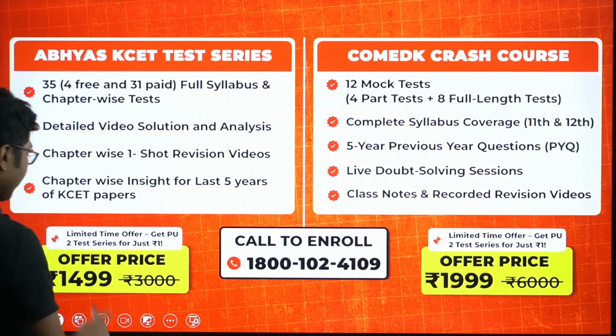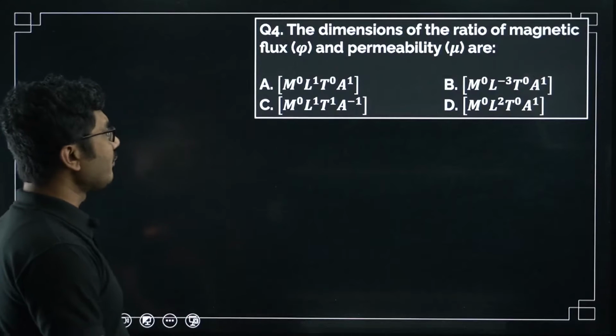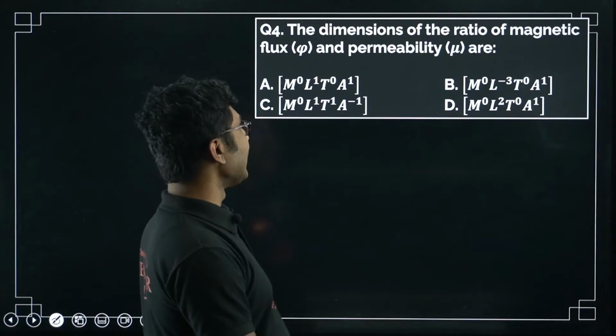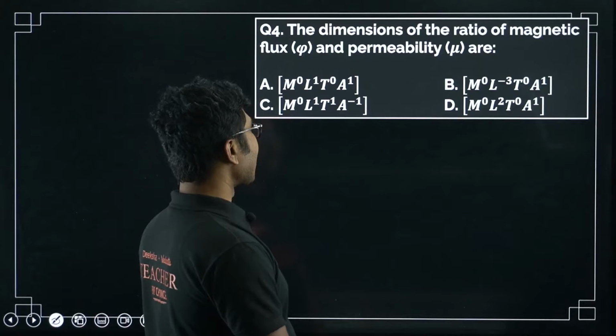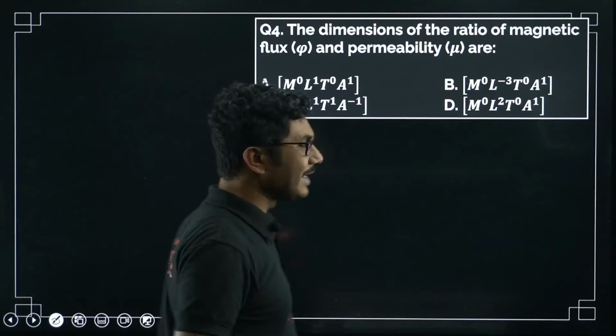Now let's continue with today's lecture. The dimensions of the ratio of magnetic flux phi and permeability mu are. Now this is a very interesting question.